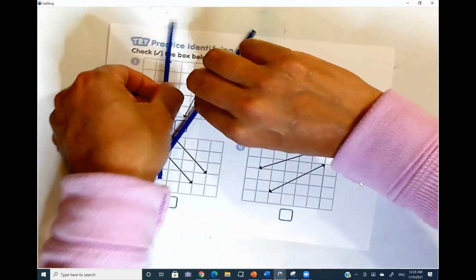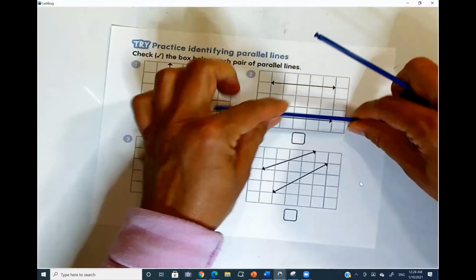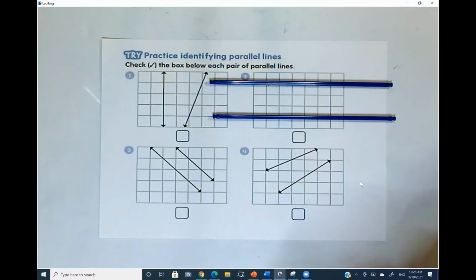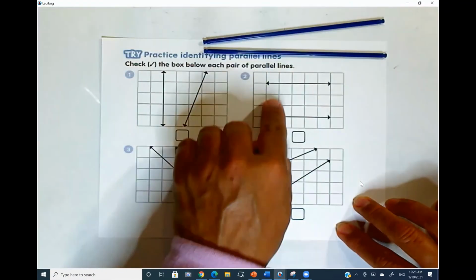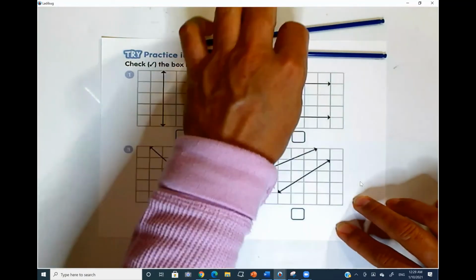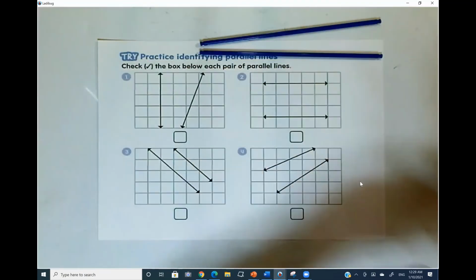Let me do the one on the number 2. If I do exercise number 2, I can notice they keep the same distance. And I notice because I can count 3 squares in between. That's showing me that they are not getting closer. So these are going to be parallel lines.